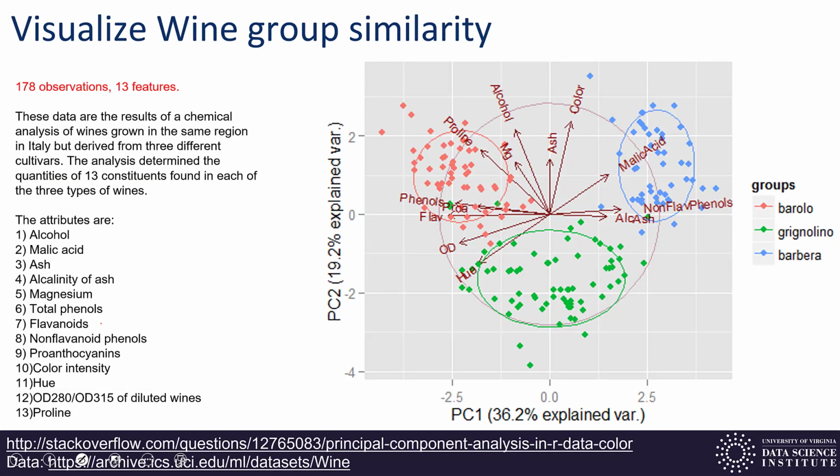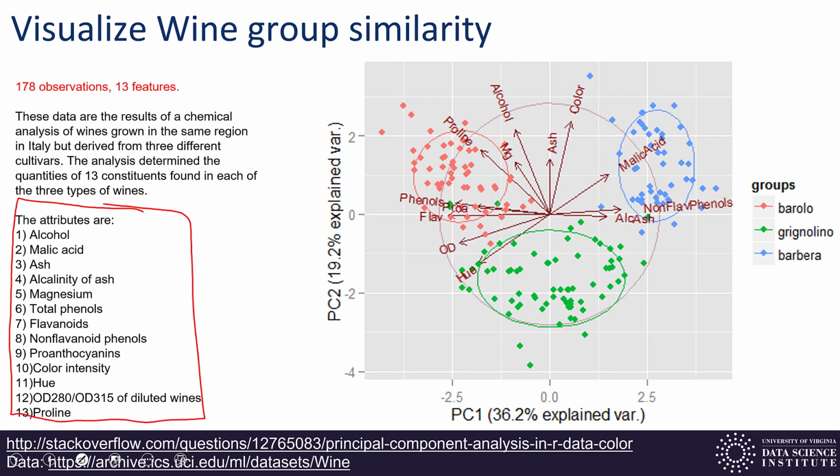Here's another application of principal components: visualizing similarities in wine groups. This is a fairly standard plot that's given in R. We have 178 observations, so 178 different samples of wine, and then for each sample of wine we've computed 13 features. The features, or the attributes, are in this list here: alcohol content, acid content, ash, alkalinity, magnesium, and so on down through the list.